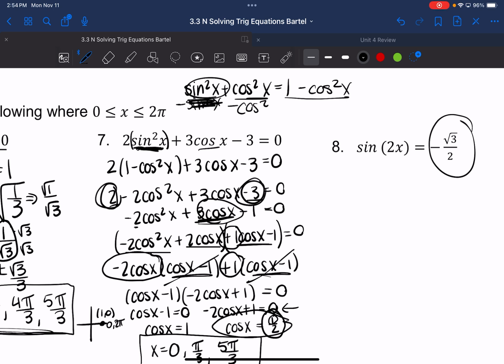Okay, which is pi thirds. But look right here. This is negative root 3 over 2, right? Where is sine negative?